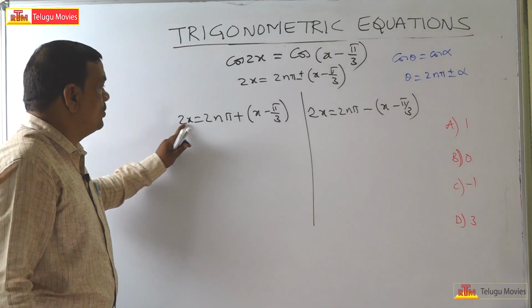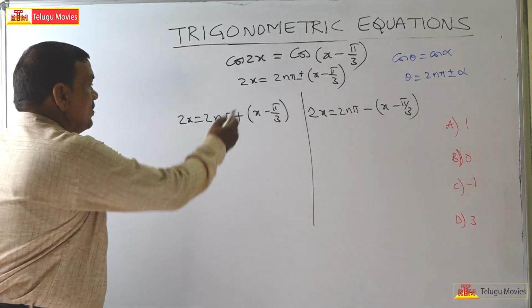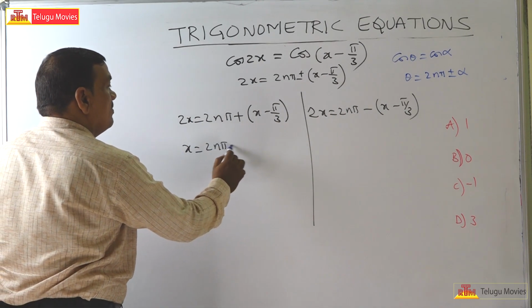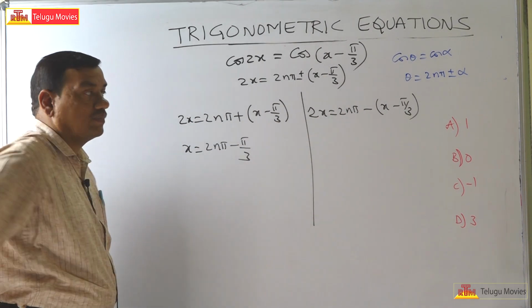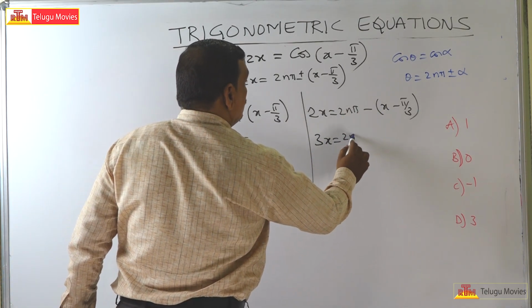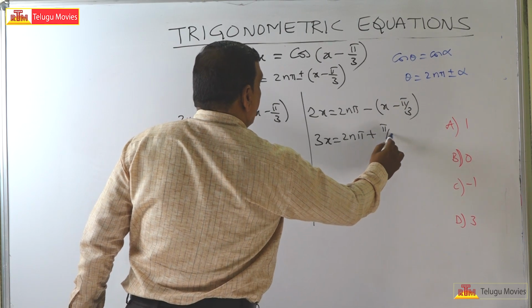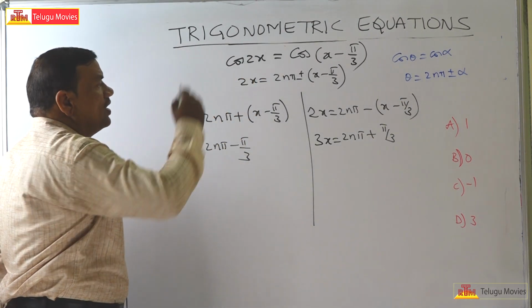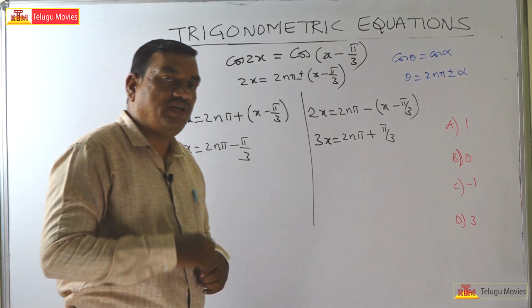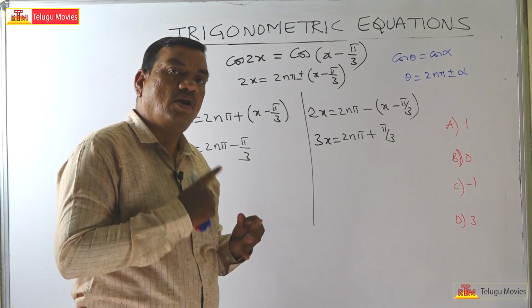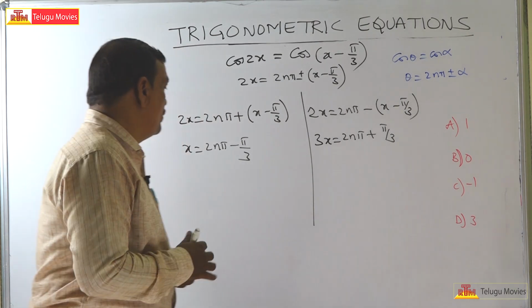Okay, so now here 2x minus x, so x is equal to 2n pi minus pi by 3. Here plus x is there, so 3x is equal to 2n pi plus pi by 3. Now from this, if you see the given question, x should not be 0 or plus pi by 2 or minus pi by 2. Now you take these values.